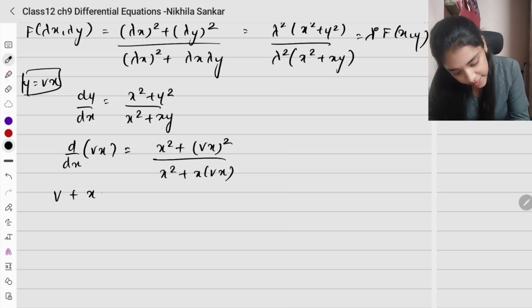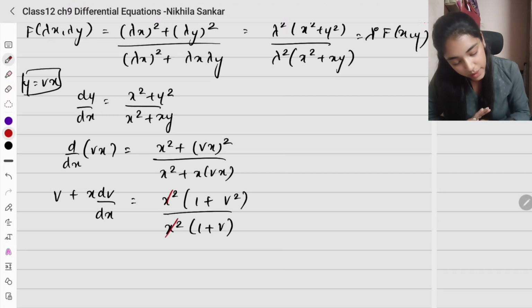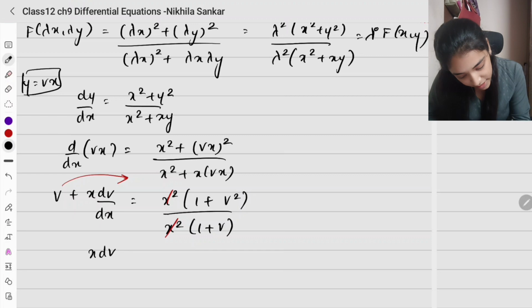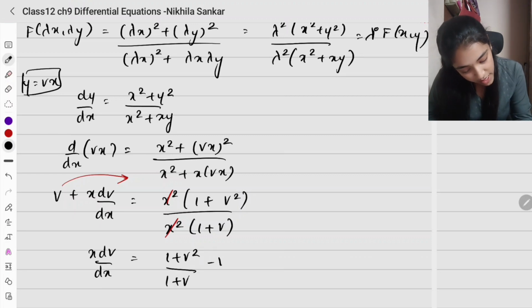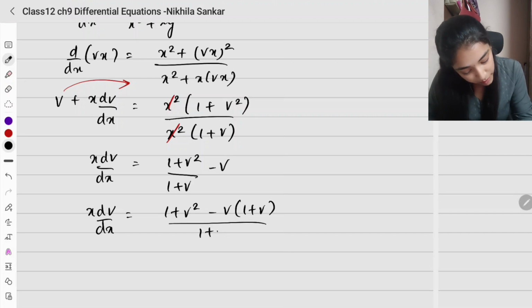Dx is 1 plus x times dv by dx equals x square times 1 plus v square. X square common எடுக்கலாமா? The whole divided by x square times 1 plus v. Okay, now this x square and this x square is getting cancelled. The v I'm going to take to the other side. Okay, so I'll have x dv by dx equals 1 plus v square divided by 1 plus v minus v. Now taking the LCM, x dv by dx equals 1 plus v square minus v times 1 plus v, the whole divided by 1 plus v.